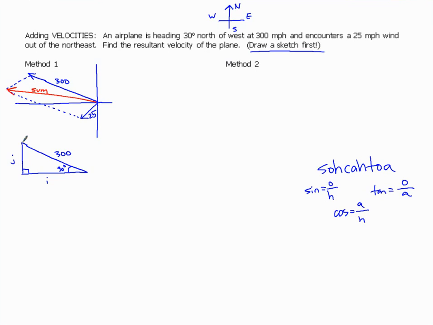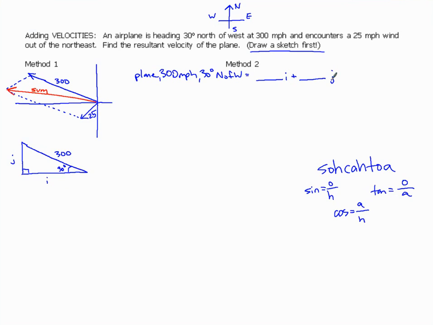So here's basically what we're looking for. Plane, 300 miles per hour, 30 degrees north of west. So we need to know the I component and the J component, horizontal and vertical. So this is what we're looking at.